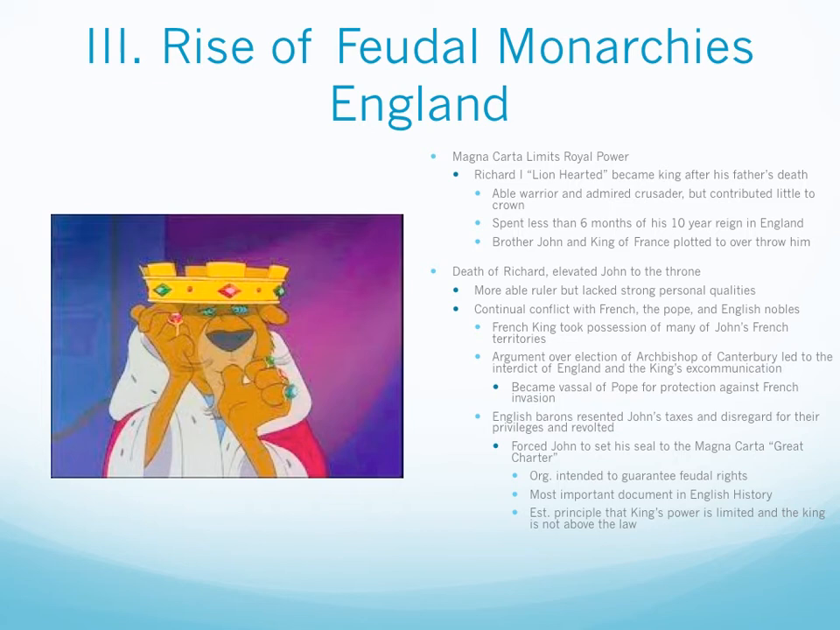And pretty much what it says is that the king's power is limited. He is accountable to the law. He can't just do whatever he wants. And this is going to be a reason why the English monarchy is very different from the French monarchy when we begin to talk about France.